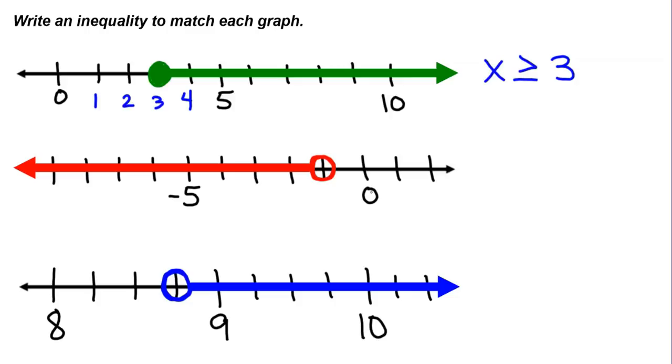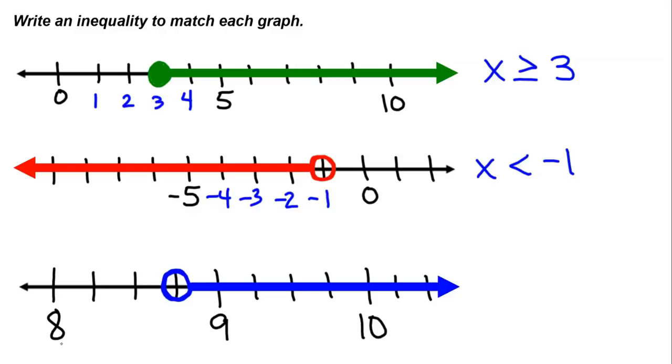Next one here, here is 0. So that means this is -1, this is -2, -3, -4. So to fill in those values there, my dot is at -1. So that's where the values cut off. And it's everything that is less than -1, but not including -1. So x is less than, but not equal to, -1. So x is just less than -1. That would be the inequality that that graph shows.